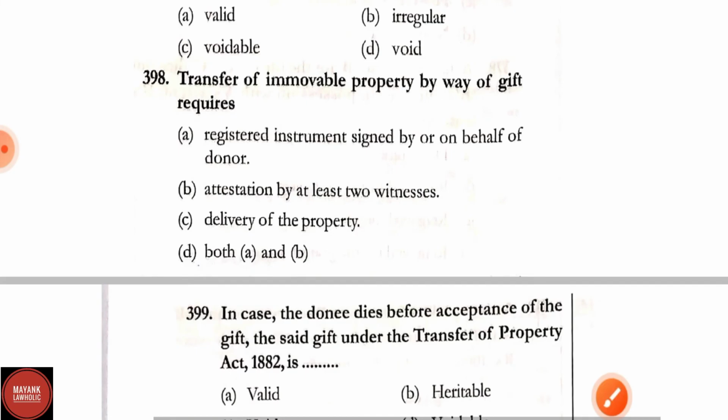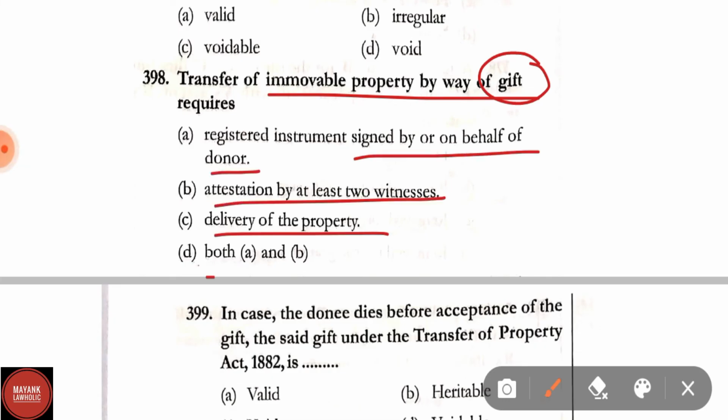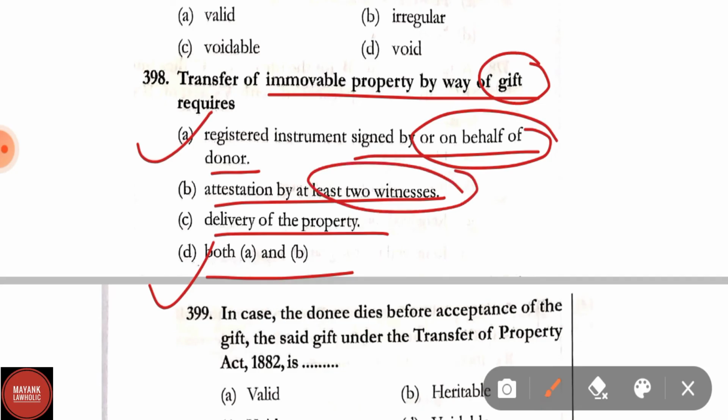Question number 398. Transfer of immovable property by way of gift requires: registered instrument signed by or on behalf of donor, attestation by at least 2 witnesses, delivery of the property, both A and B. Here the correct answer is option D, that is both A and B: registered instrument signed by or on behalf of donor, attestation by at least 2 witnesses.